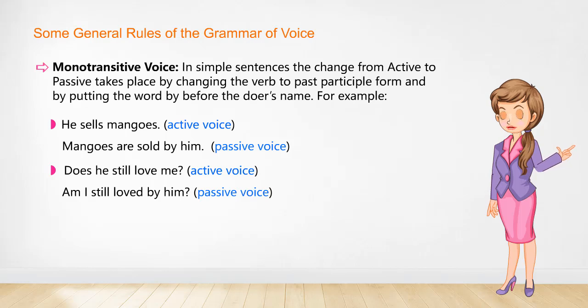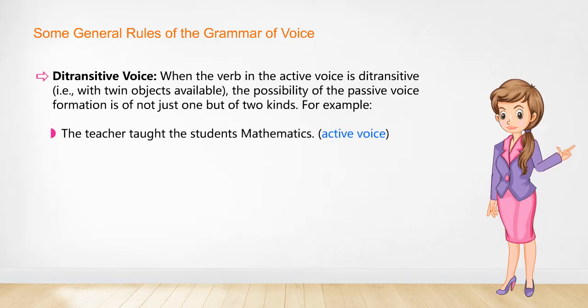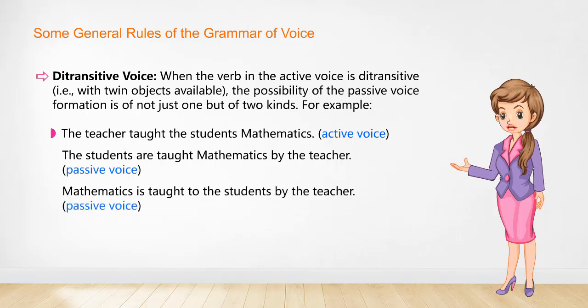Ditransitive voice. When the verb in the active voice is ditransitive, that is, with twin objects available, the possibility of the passive voice formation is of not just one but of two kinds. For example, the teacher taught the students mathematics, active voice. The students are taught mathematics by the teacher, passive voice. Mathematics is taught to the students by the teacher, passive voice.